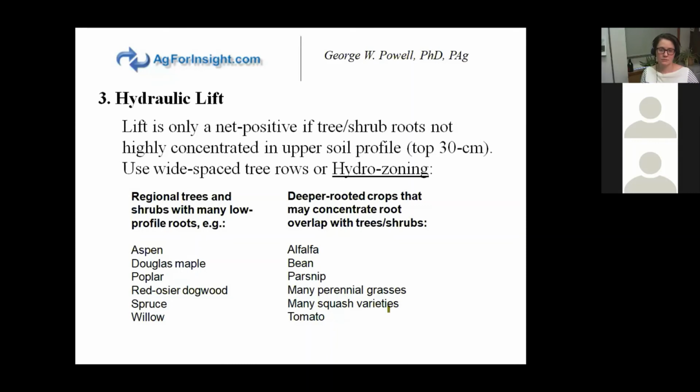crops that throw more roots deep than shallow have a greater potential for overlap between the tree and shrub component in the crop. So alfalfa, many of your bean varieties, parsnips, many perennial grasses, squashes, and tomatoes have roots down. If the soil is of suitable tilth, they'll have roots down into that 1 foot or below level.